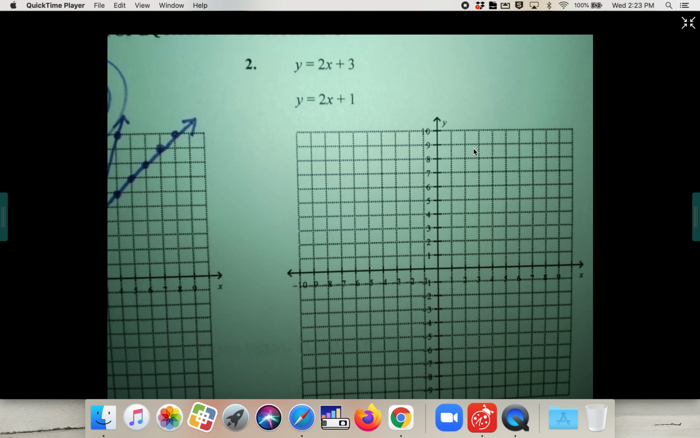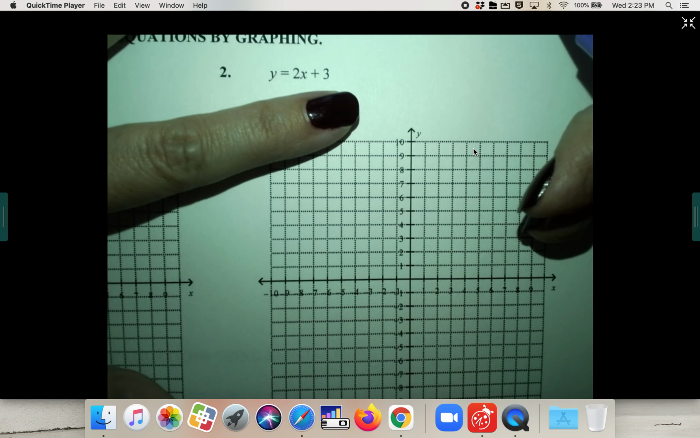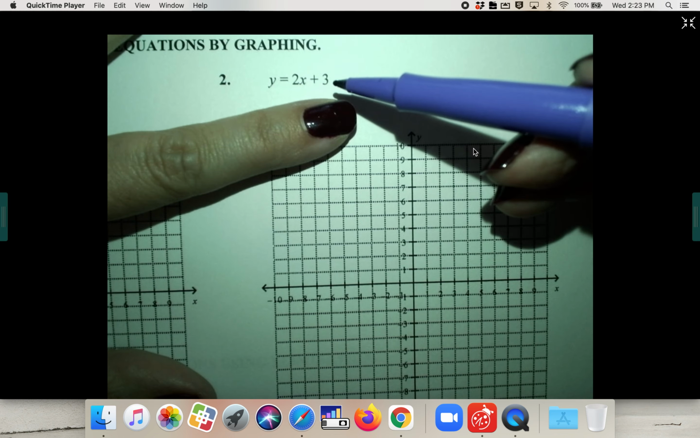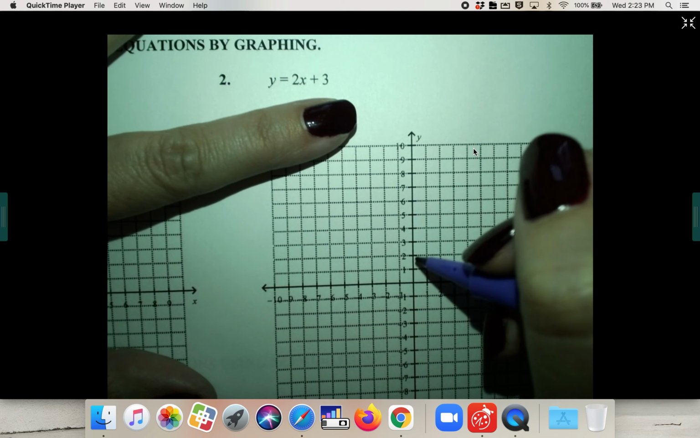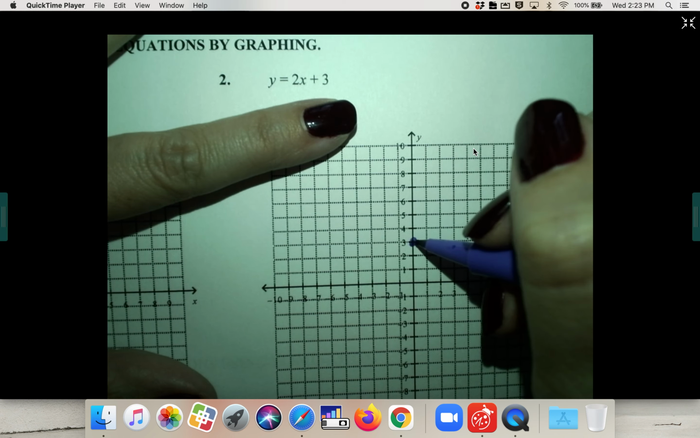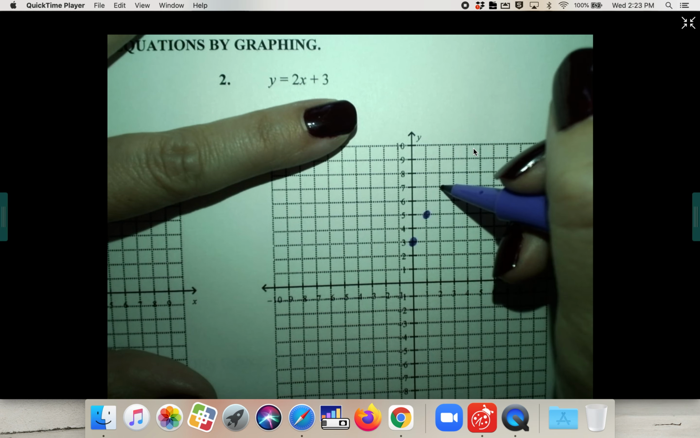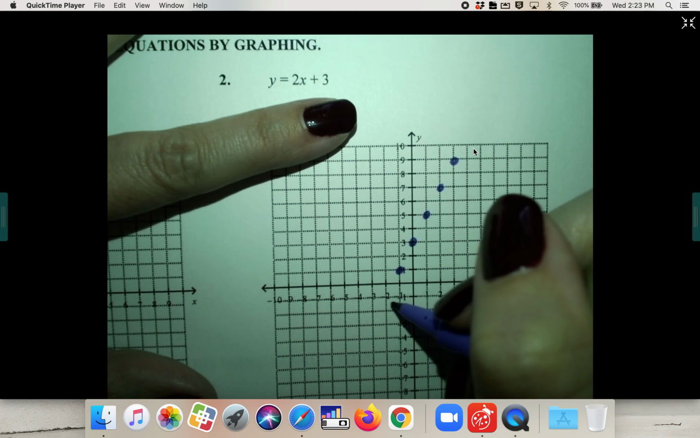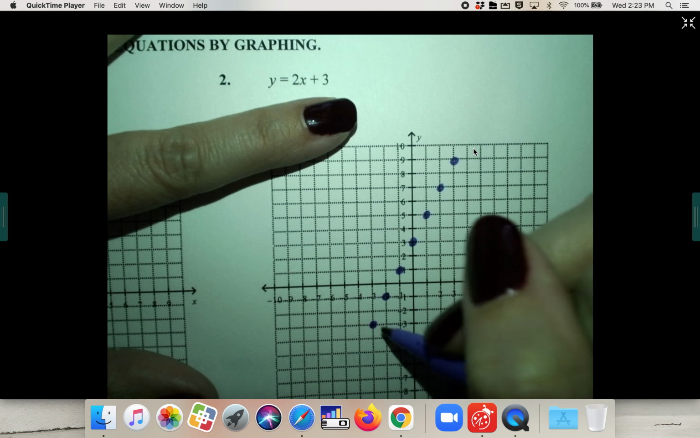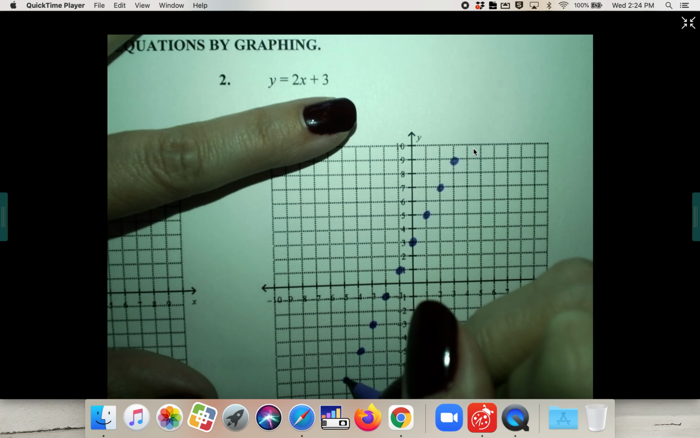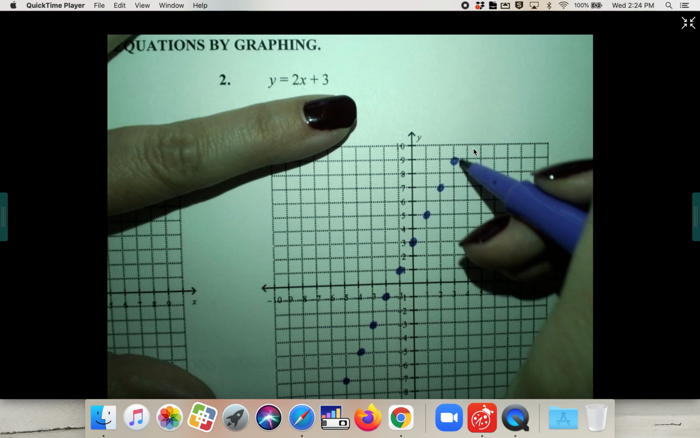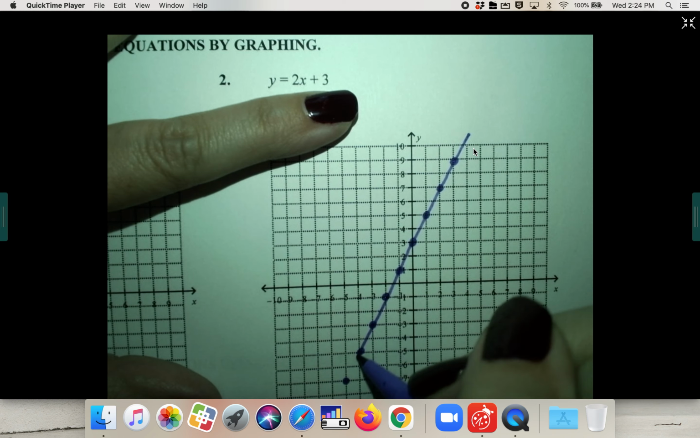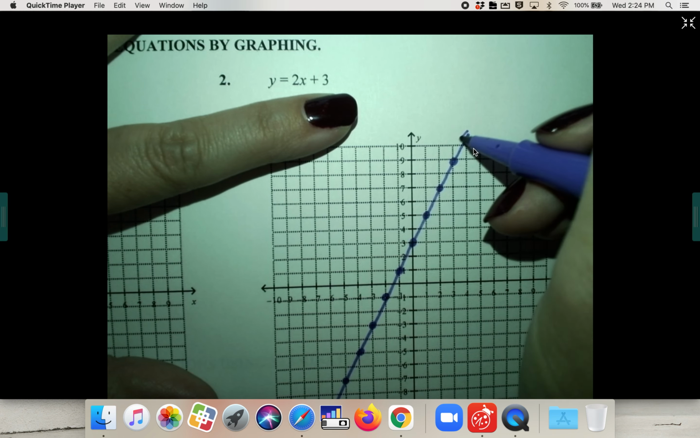Okay, number 2. I'm going to cover up that bottom one, and I'm just going to look at this top equation, and I'm going to put a dot at 3, and I'm going to count the slope up 2 over 1, up 2 over 1, keep going, go back down 2 over 1, until you get as many dots on there as possible. Draw in your line as straight as you can, arrows on both ends.